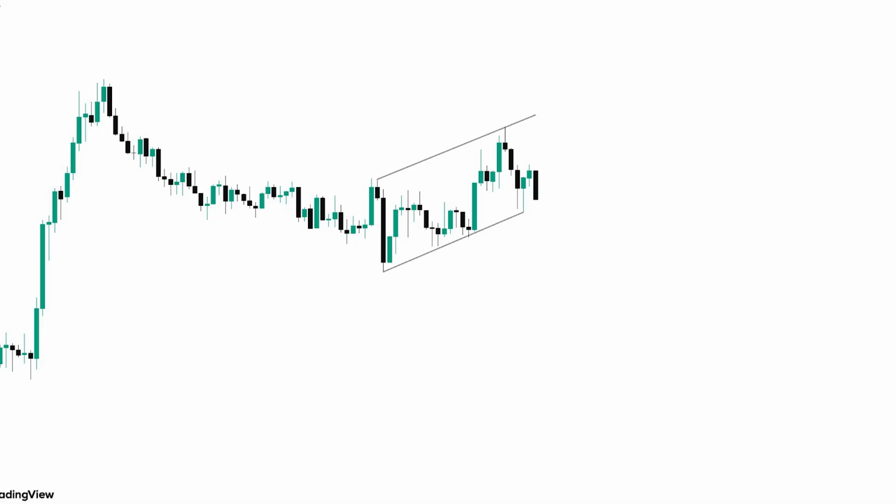Now, if we break out clean, impulsive, and actually hold above the channel, then yeah, bias shifts. But until that happens, this is still bearish in my eyes. Don't get baited by the slow grind up.